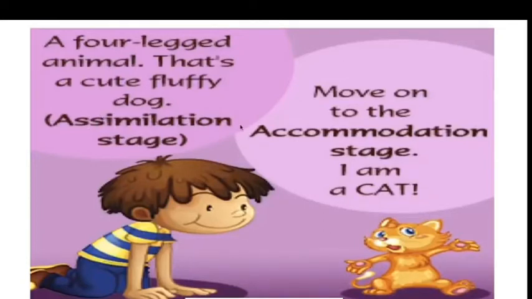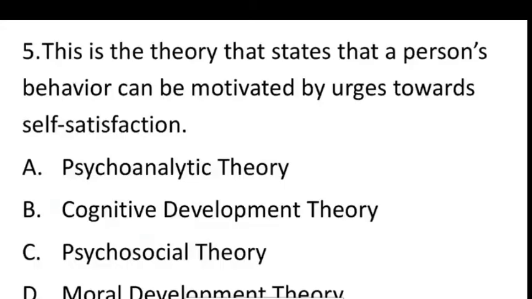Now, once the child is able to call the cat a cat, is able to stop calling the cat doggy, and has already learned that a cat, although also four-legged, is different from a dog, then you'd say that that's already accommodation. The child's schema has already changed. Okay, so that's already accommodation. Now we go to the next question that we have.